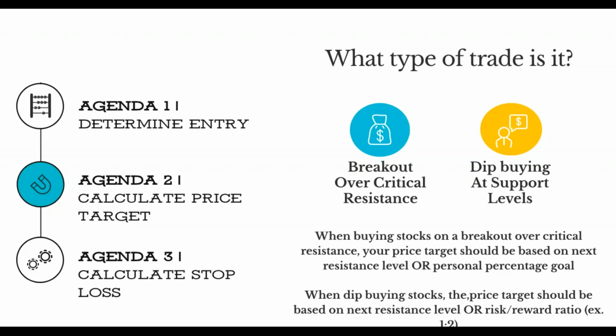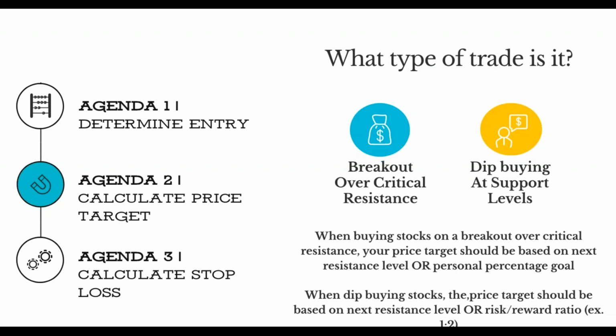Let's say it's $100. So when buying stocks on a breakout over critical resistance, your price target should be based on that next resistance level. That's if you don't have a personal dollar goal. Let's say you're buying over $2, and the next critical resistance is 210. Your price target should be 210 or under, right? Because the probability of it breaking over that resistance level gets smaller as it approaches that resistance. So taking profit would be the smarter thing to do. Unless you're in half size, sometimes I like to get a little more aggressive with half size positions.